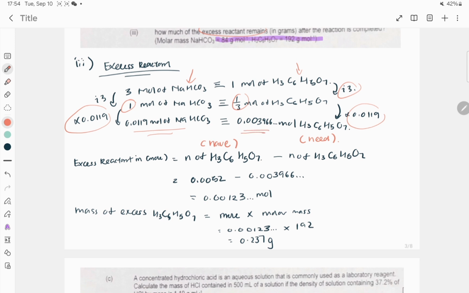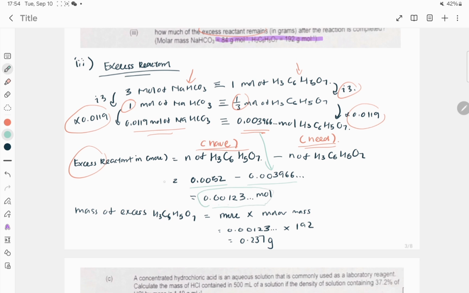And then it will become this value. Then how can we calculate our excess, right? We need to use what we have minus how many we need. So that will be the excess. After we calculate 0.0052 minus this value that we take from here, we'll get 0.00123 mole.